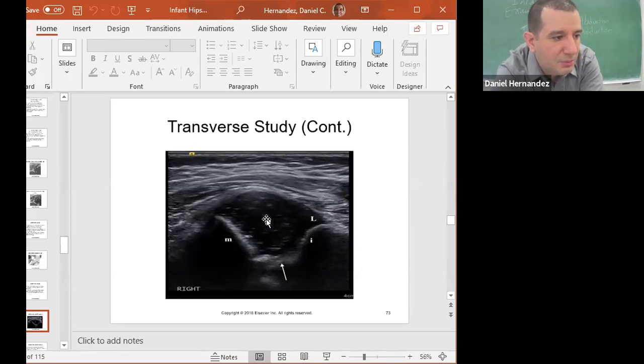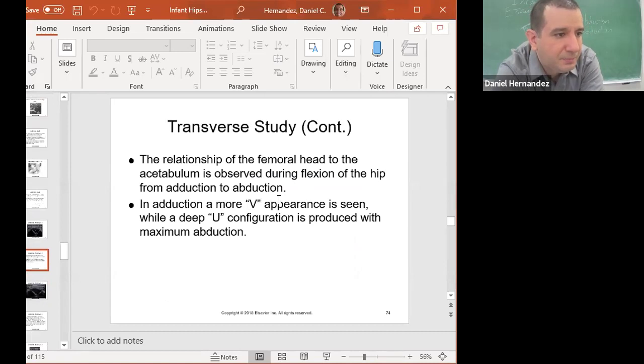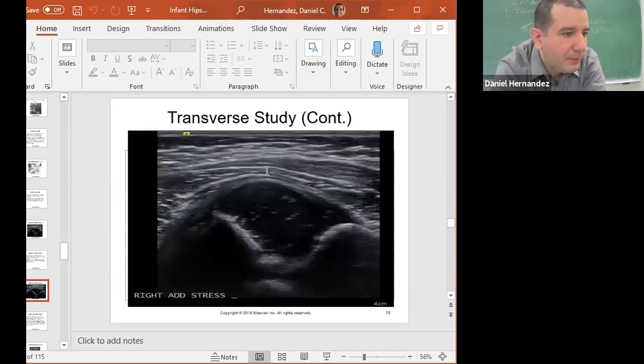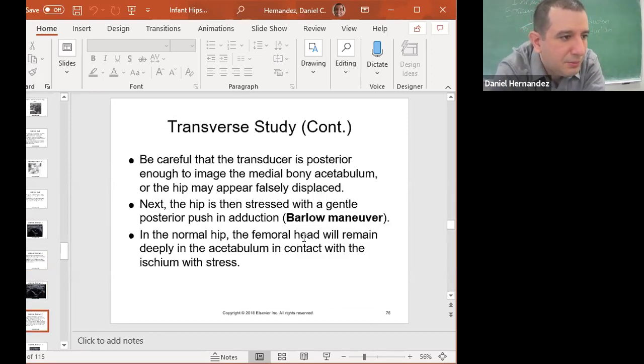And we look for changes when we're doing stressing. So with adduction, a more V shape is seen, while a deep U-shaped configuration is produced with maximal abduction. So this is just a picture showing stress. Again, you can see this would be normal. Nice femoral head is sitting down within that groove.